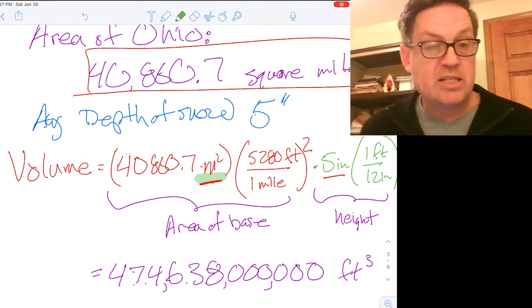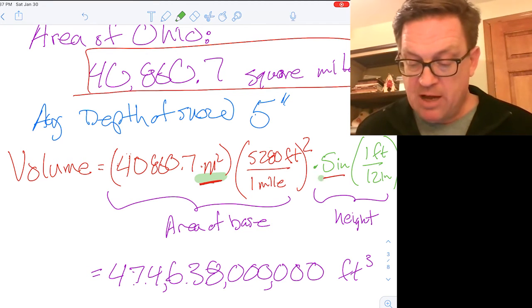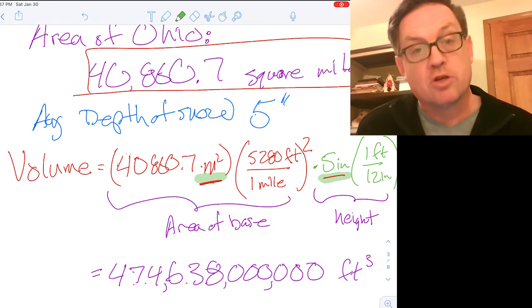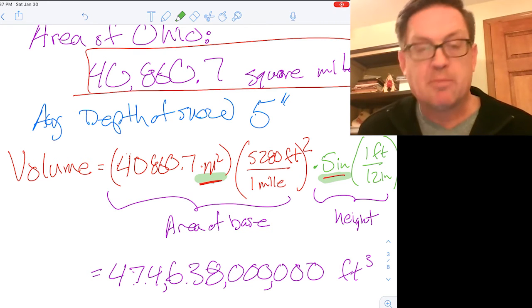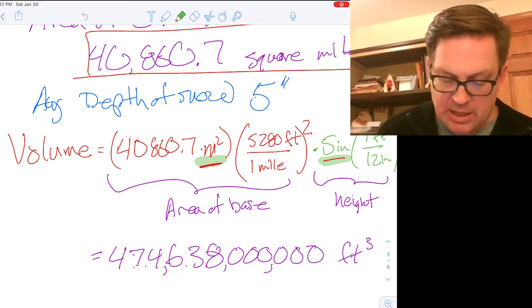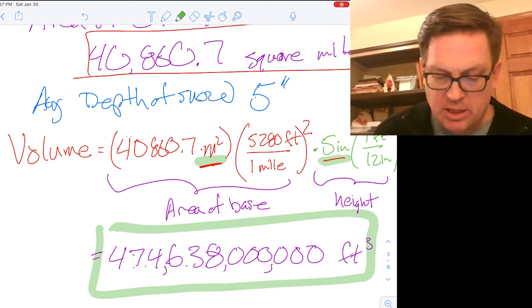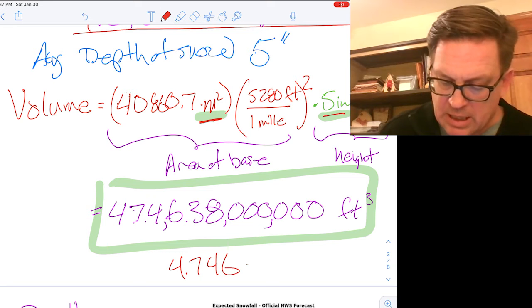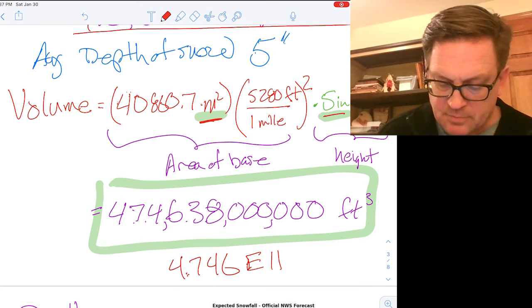And then my height, I want to change that to feet as well. So I take my 5 inches times 1 foot is 12 inches. So that's a conversion factor. And I multiply by 5 over 12. Use your calculator, multiply that all out. And actually on my calculator here, it showed something like 4.746 e to the 11.